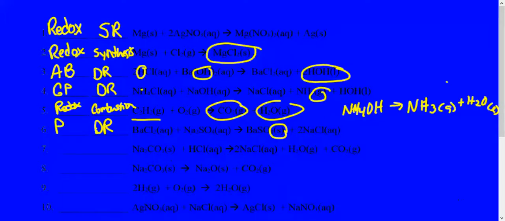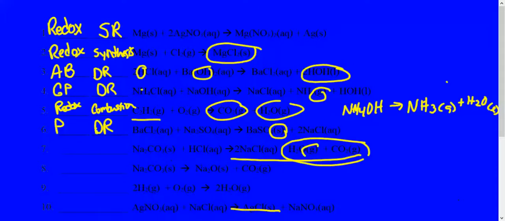The next one has to be double replacement. It's another one of those that has three different products. This one has carbonic acid forming, H2CO3, which further decomposes into carbon dioxide and water, and you have gases produced. So that is gas producing double replacement.